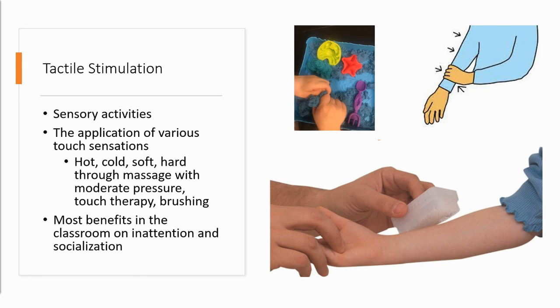So tactile stimulation is the sensation of touch. To provide tactile stimulation, you can offer sensory activities such as the sensory box in the top left photo that can be calming and help a child regulate their sensory system. Or you can apply different touch sensations such as hot, cold, soft, hard through massage with pressure, touch therapy, and brushing. The most benefits that tactile stimulation will have will be in the classroom or in sitting activities, and it will help with inattention and socialization. Or if a child is just feeling very overstimulated and wants that touch sensation, such as in the sensory box, then you can provide that for them to help them regulate their behavior and calm down.